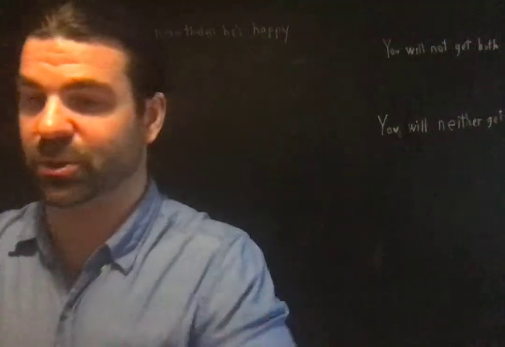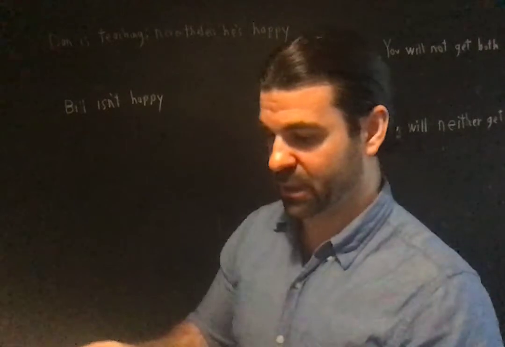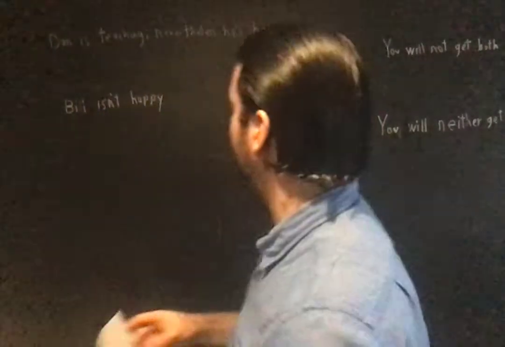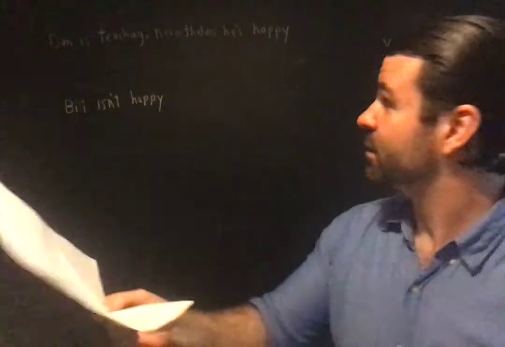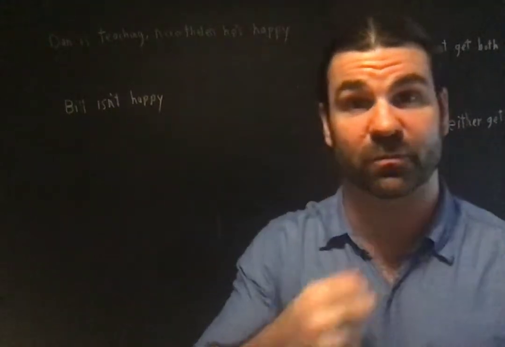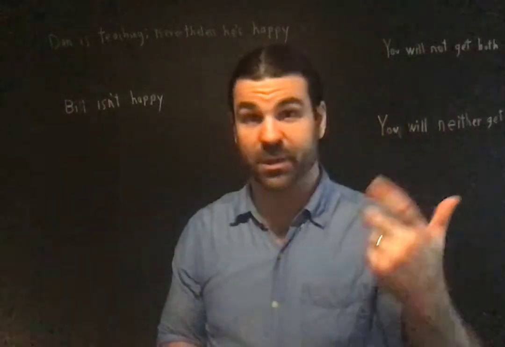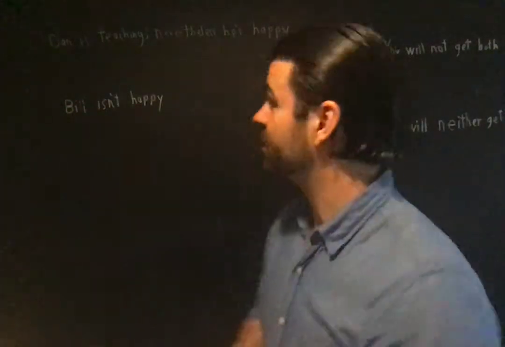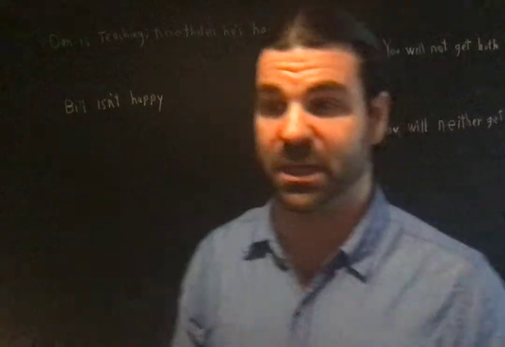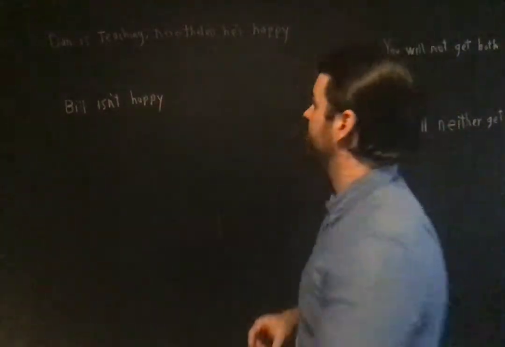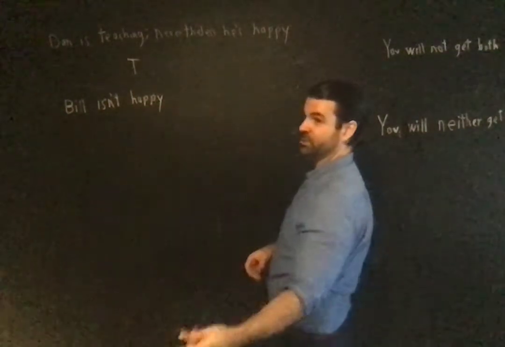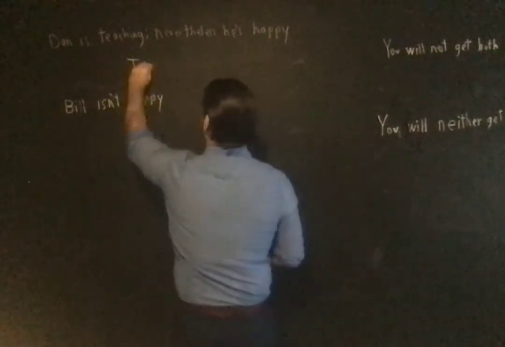Also words like "nevertheless." For example: Dan is teaching, nevertheless, he's happy. The logical force of what I'm saying is that these two things are true. Dan is teaching, that's true. Nevertheless, he's happy, it's also true that Dan is happy. So the symbolization is probably: let T equal Dan is teaching, H equal Dan is happy. It's just T and H.